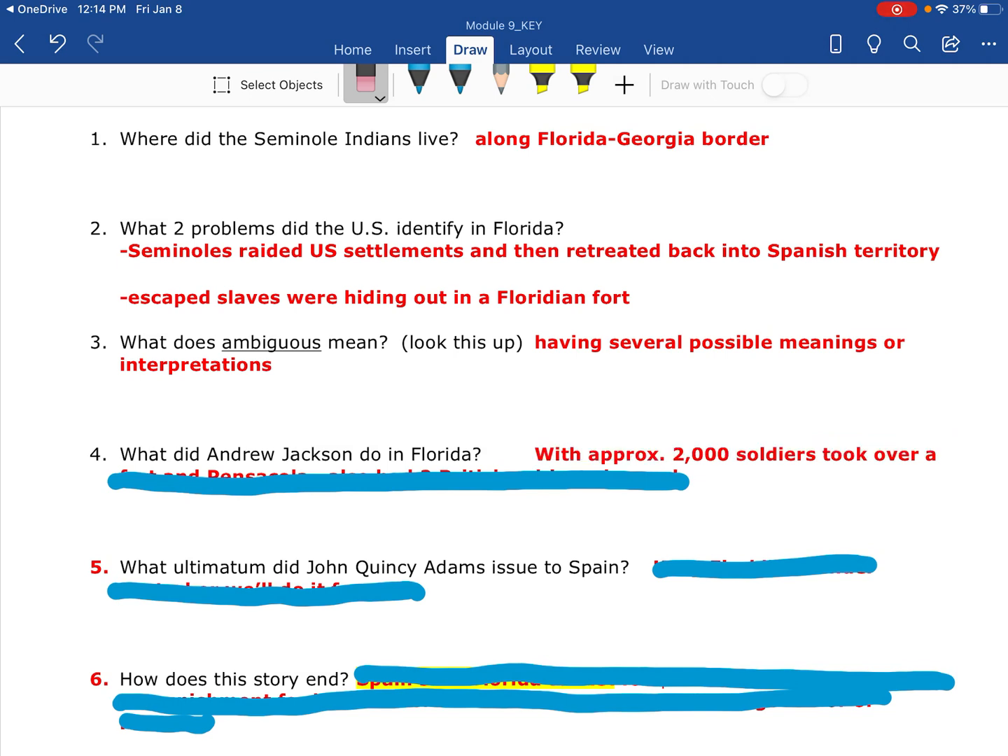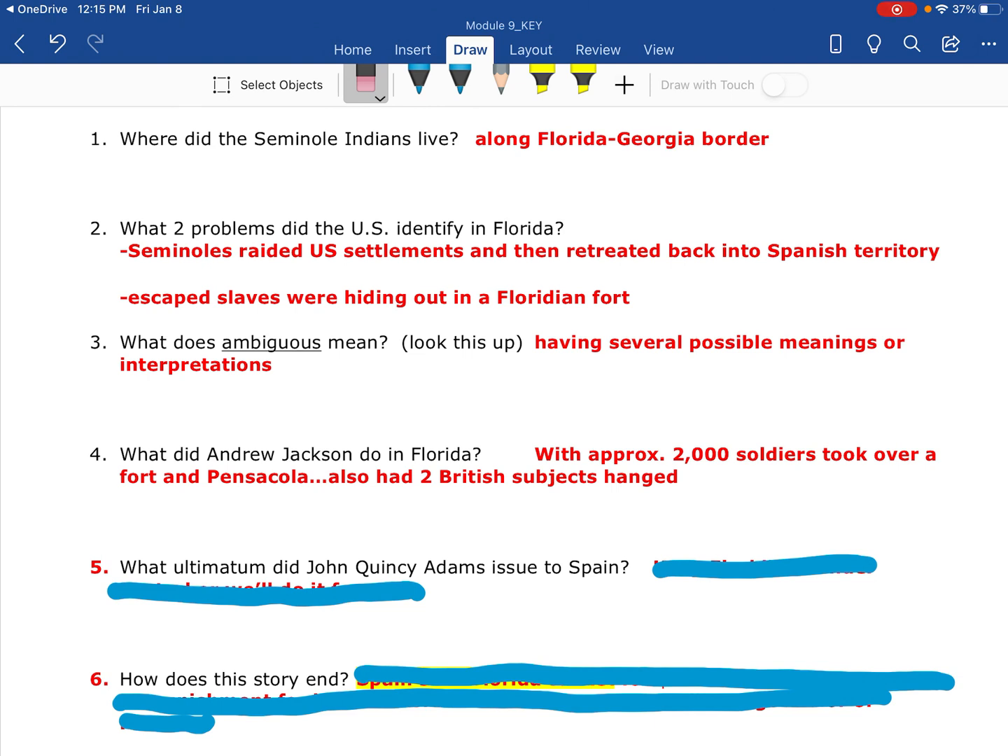So what did Andrew Jackson do? He took 2,000 soldiers into Florida. He was never told to do so. None of his superiors told him to do this. He just took it upon himself to do it and took over a fort and the city or town of Pensacola. He also hanged 2 British people that were down there because he claimed that they were in on the things that were going on that the Americans disapproved of. Again, he had no authority to do this. None of his superiors told him to do this. He just did it. And he took 2,000 soldiers with him.